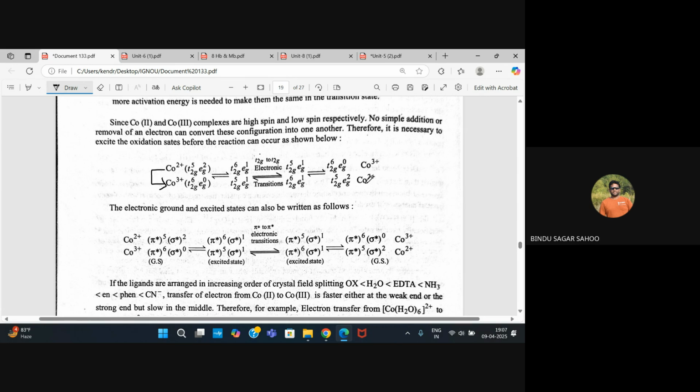So by initially visualizing the electronic configuration of cobalt 2 plus and cobalt 3 plus, you cannot say the electronic transfer occurs. But particularly here the electronic transfer occurs, and it is pi star electronic transfer. That means T2G6 to T2G5. Okay. So you can represent these types of electronic configuration by using the term pi star. In place of T2G, you can use pi star. In place of EG, you can use sigma star. So here pi star sigma star doesn't mean anti-bonding.